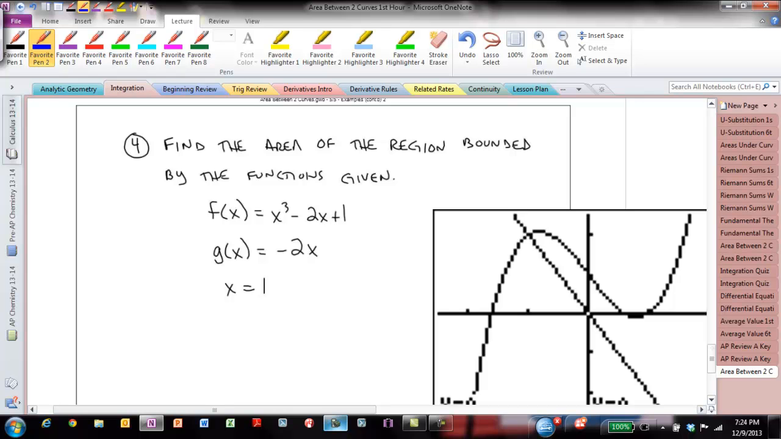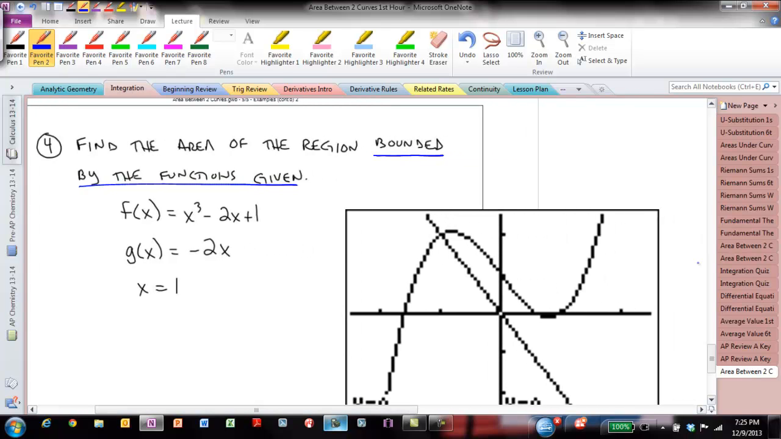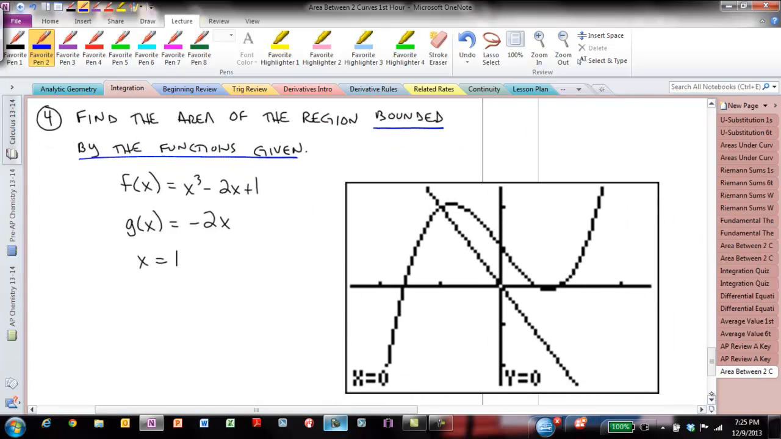Fully worked out. So this one says, find the area of the region bounded by the functions given. And so this time an interval is not given. And these are the hardest ones to do because you have to come up with the interval all on your own. And so I'm going to start this off just by showing you the picture. Okay, this is on a graphing calculator. And so you should be able to recognize that the straight line right here is g of x. That's our g of x.